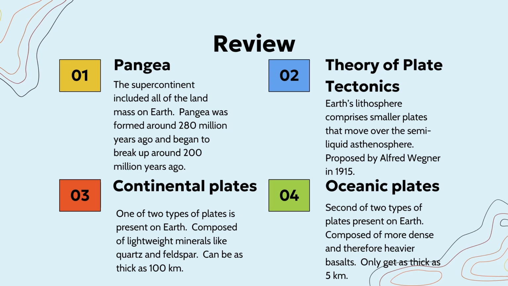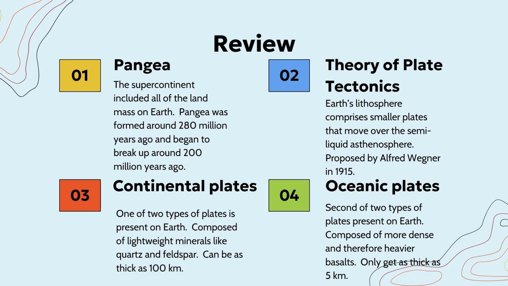Continental plates is one of 2 types of plates found on Earth, and it is composed of a lightweight mineral called feldspar and quartz. And this type of plate can be as thick as 100 kilometers thick. Oceanic plates are the second of 2 types of plates present on Earth. These are composed of more dense and therefore heavier basalts. And these plates only get as thick as 5 kilometers.